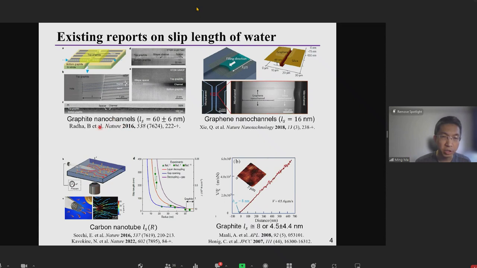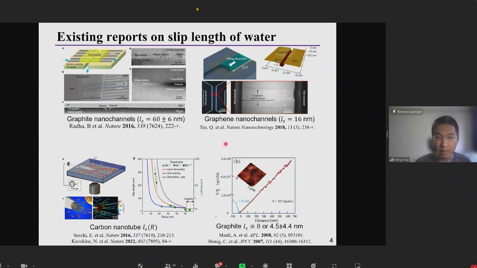For example, in a paper published in Nature about 6 years ago, people found a slip lines of about 60 nanometers when water flows through graphite nanochannels. Later, when water flows through graphene nanochannels, the slip lines reduced to 16 nanometers. Then a French group measured the dependence of the slip lines on the radius of carbon nanotubes, and they found a very nice decrease when the radius of the tubes increases. Also, not surprisingly, 20 years ago, people measured the slip lines of water on graphite surface, with an average slip lines of a few nanometers.